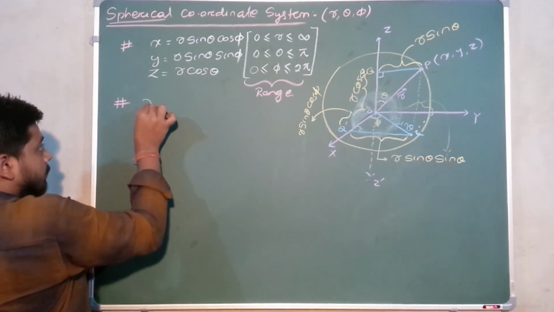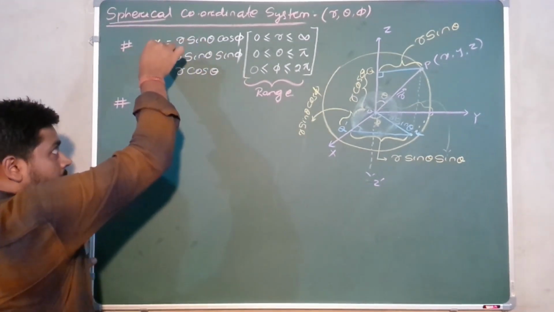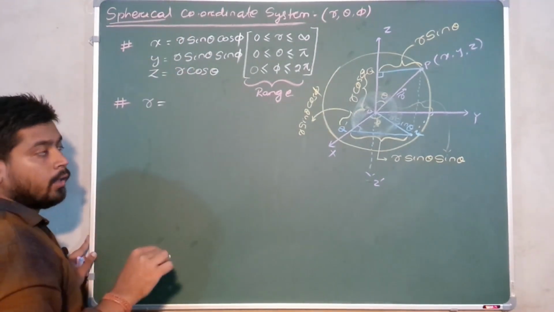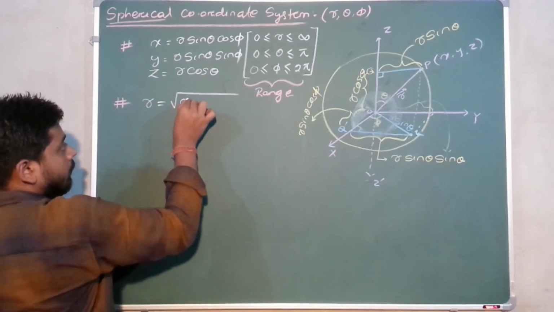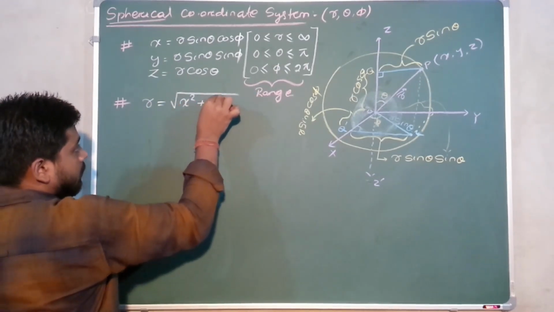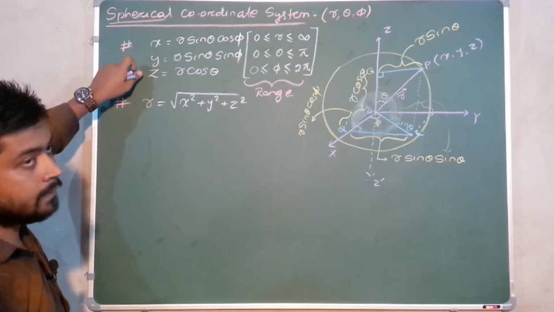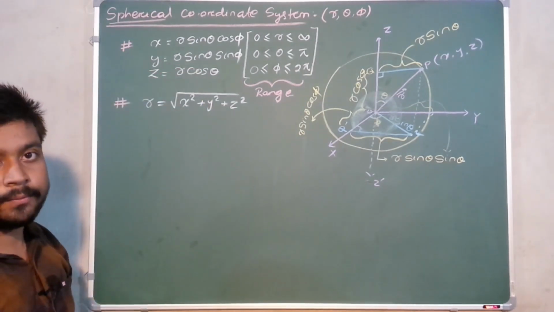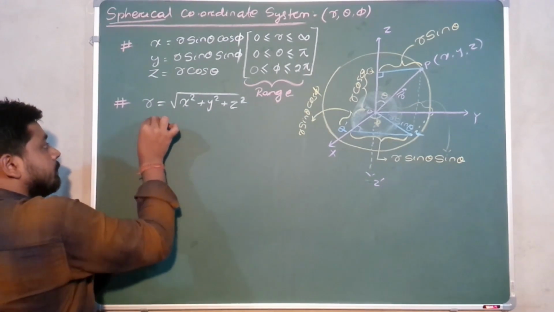First we have to write r. Squaring each and then adding, then take the square root. We get r equal to under root x square plus y square plus z square. Individually square, then add, then take the square root. We got r. Okay. Then theta.